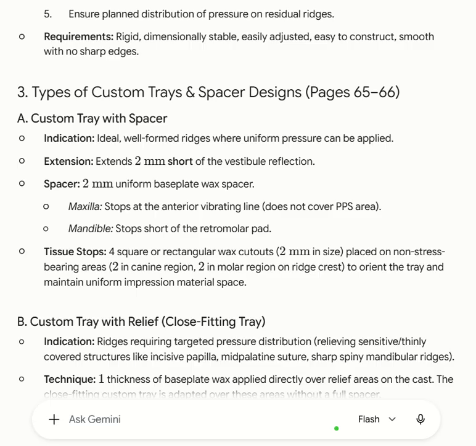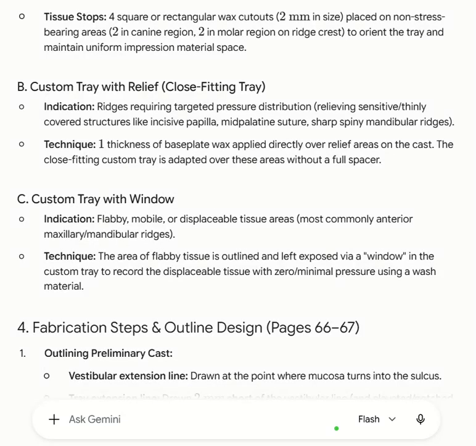Tissue stops: 4 square or rectangular wax cutouts, 2 mm in size, placed on non-stress bearing areas, 2 in canine region, 2 in molar region on ridge crest, to orient the tray and maintain uniform impression material space. B. Custom tray with relief, close-fitting tray. Indication: ridges requiring targeted pressure structures like incisive papilla, mid-palatine suture, sharp spiny mandibular ridges. Technique: 1 thickness of baseplate wax applied directly over relief areas on the cast. The close-fitting custom tray is adapted over these areas without a full spacer.